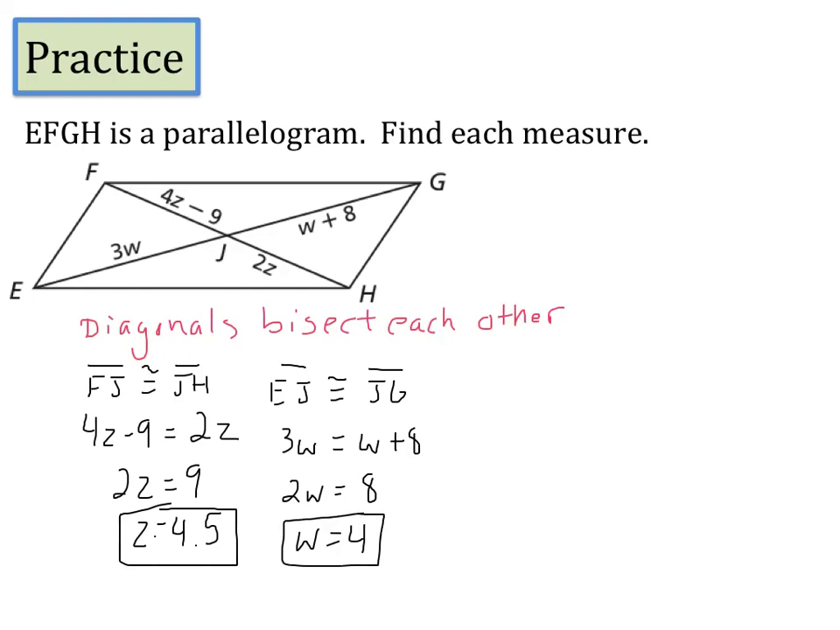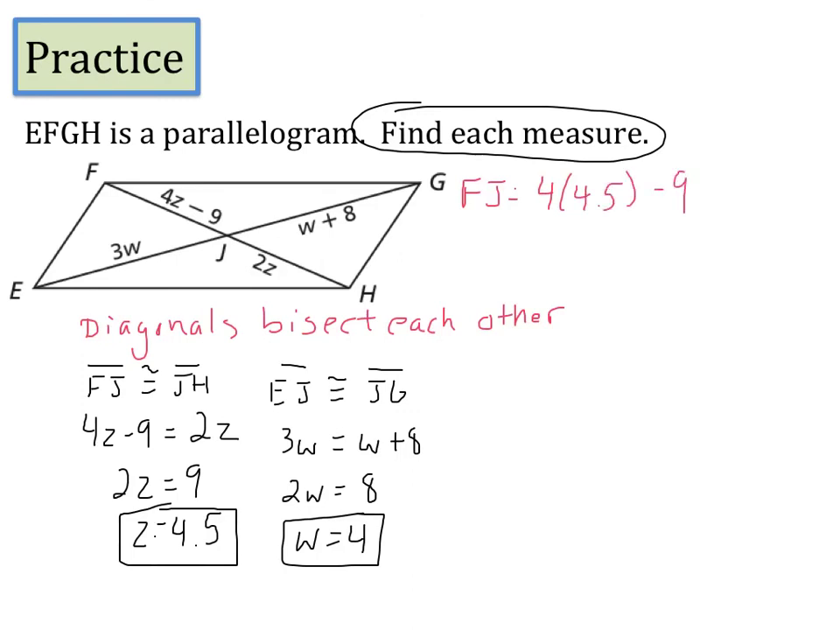Now the problem is asking us to find each measure. So the first measure I want to find is FJ. So FJ is 4 times 4.5 minus 9. 4 times 4.5 is 18. 18 minus 9 is 9. So FJ equals 9, and so does JH. So that takes care of those two segments.